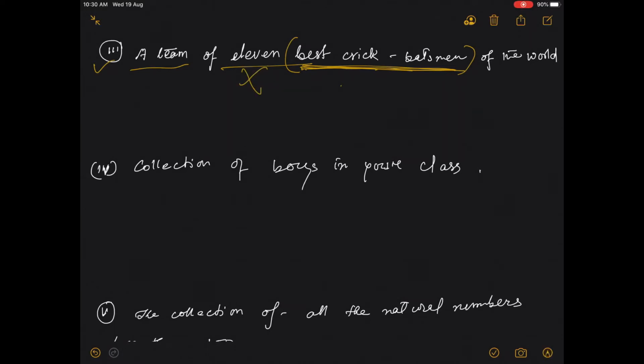Okay, so now you see the collection of boys in your class. That means in a particular classroom, a collection of boys. So in a particular class there must be a limited number of boys, and you can easily identify that this particular boy belongs to this class. Okay, that's why it is well defined. That's why it is a set.